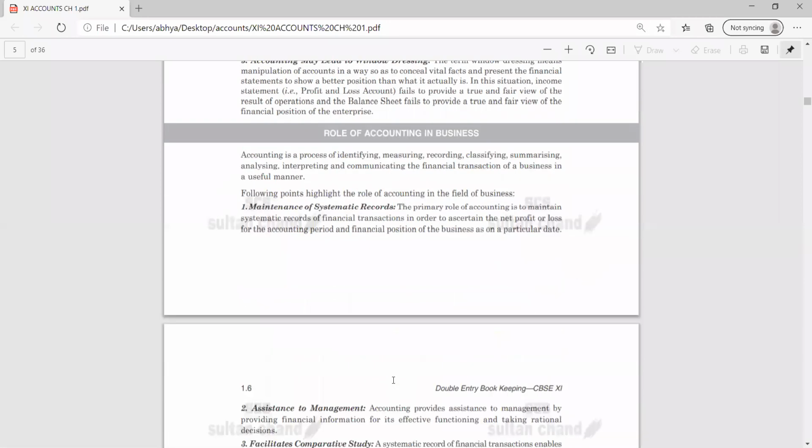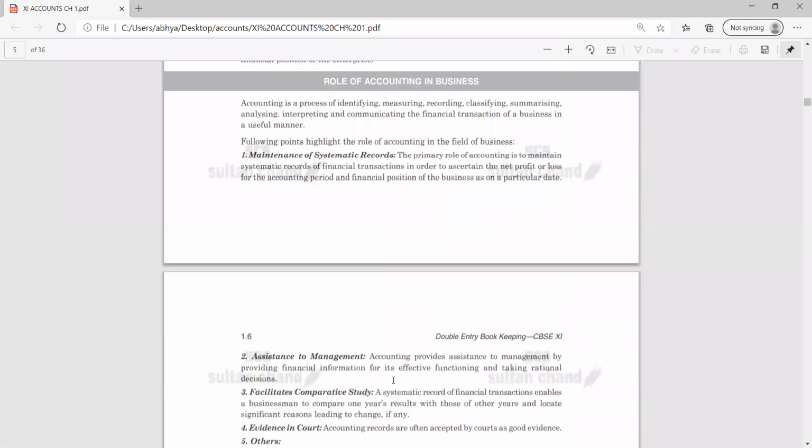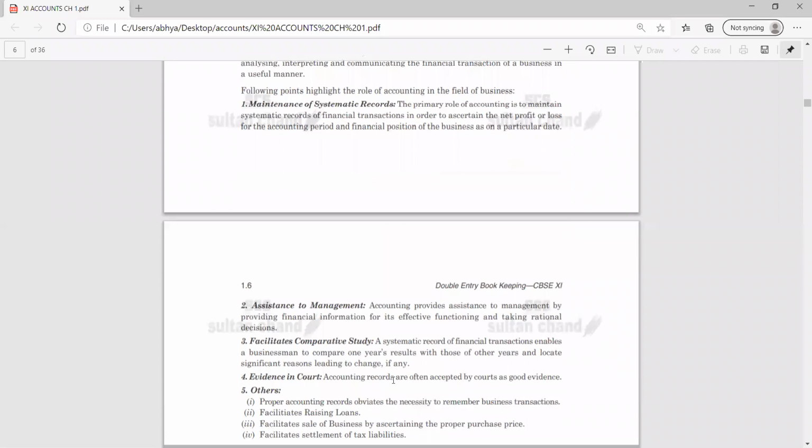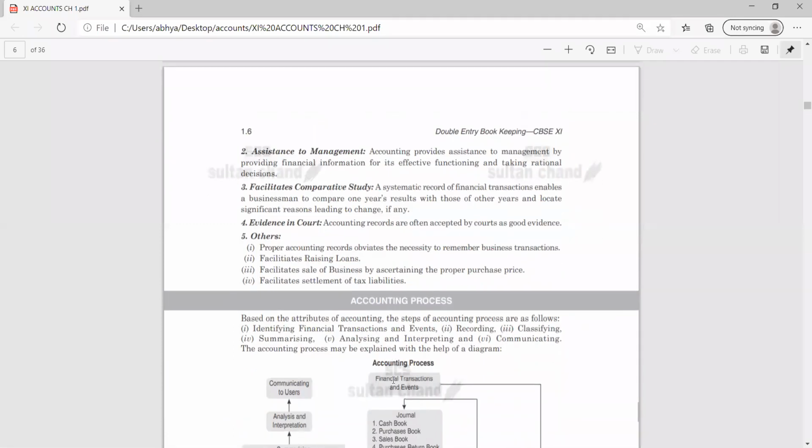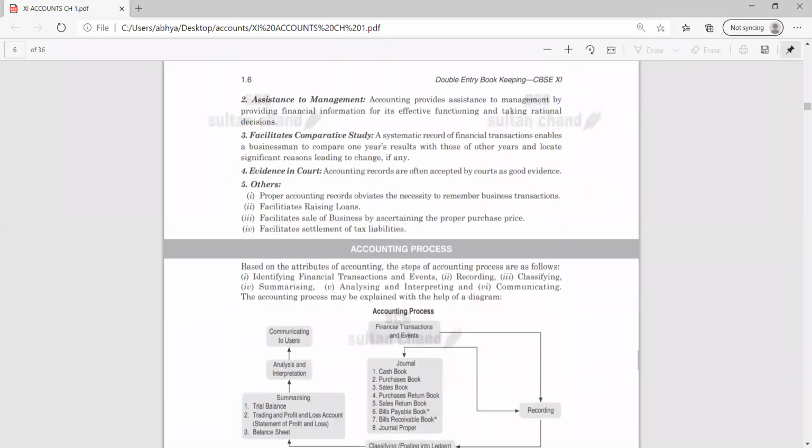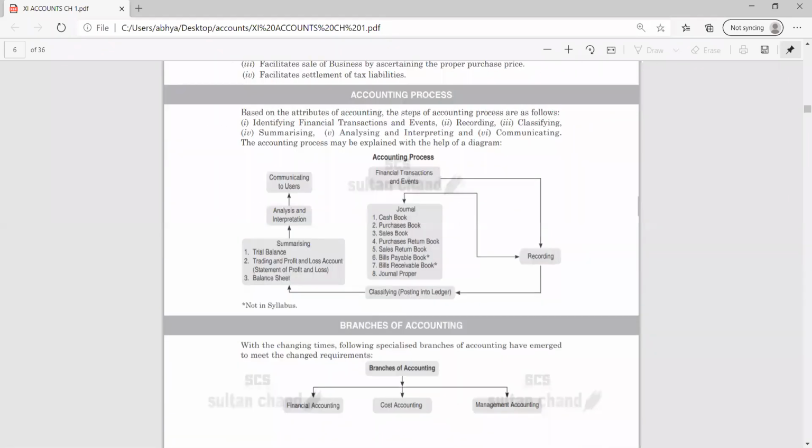Then role of accounting, the same points again. Maintenance of systematic record, assistance to management. You can see that assistance to management and comparative studies appear everywhere. So you can learn them as common points for each and every topic. Evidence in court, then the accounting process. Many times we have done this accounting process.